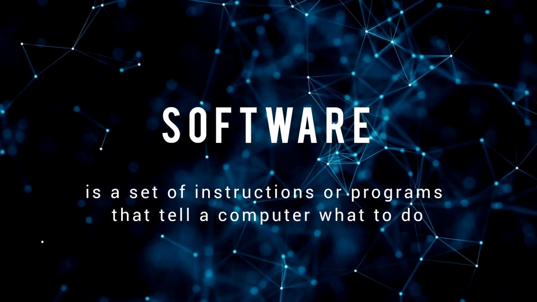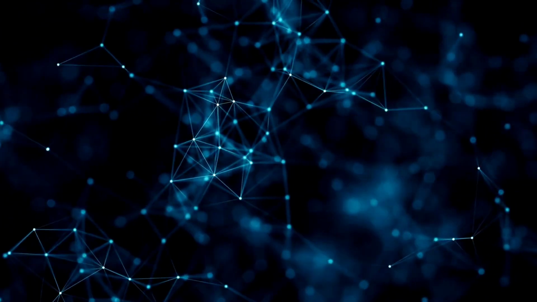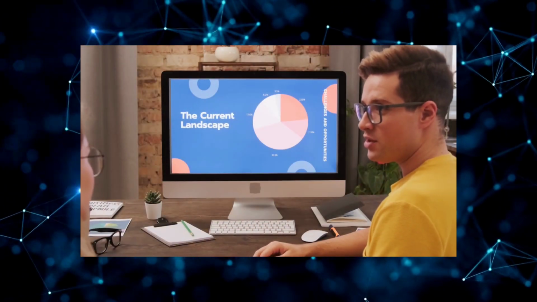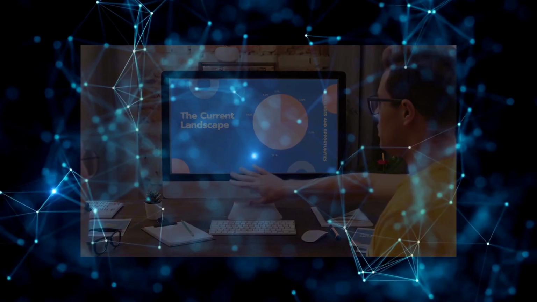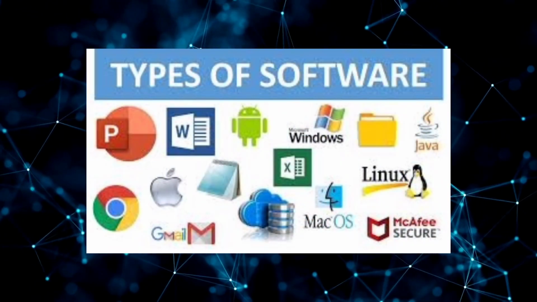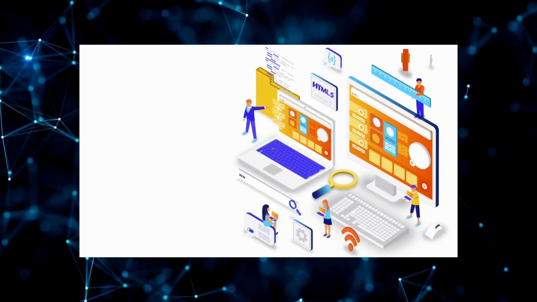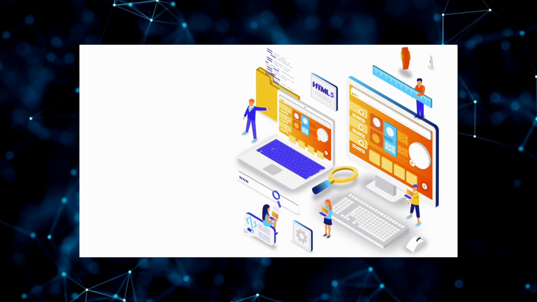Software is a set of instructions or programs that tell a computer what to do. It's the non-tangible part of a computer's functionality. This includes applications, operating systems, and utility programs that perform various tasks. Software allows users to interact with the hardware and perform a wide range of tasks on a computer.